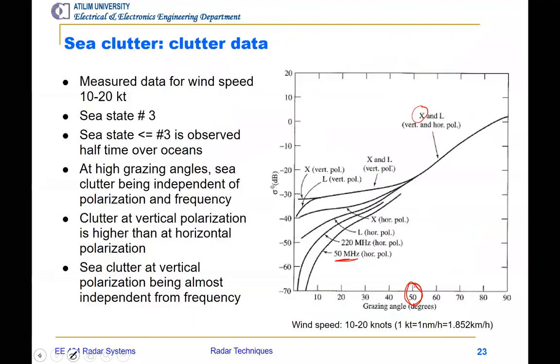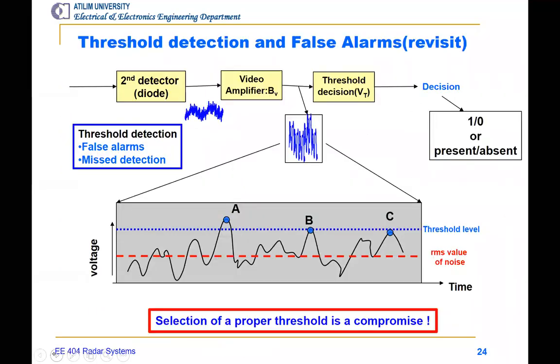Okay, so it was about the discussion on clutter, sea, land, surface clutter. Next, we'll be talking about how to reduce the effects of this clutter. Constant false alarm rate radar. Before that, let's go back to the misdetection, false alarms, and probability of detection concept. This was a slide that we have used in, I think, the second or third lesson.